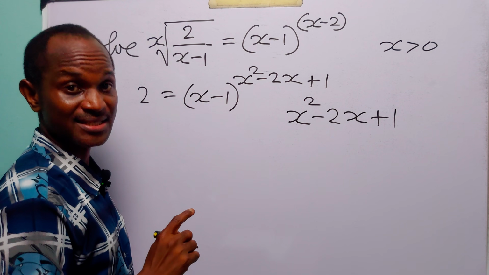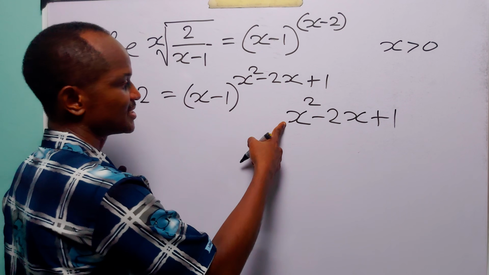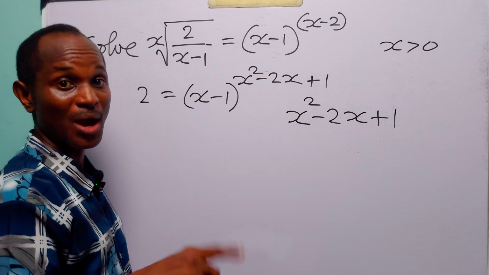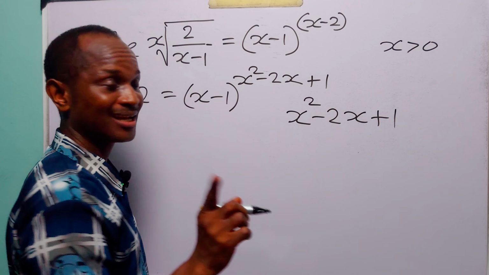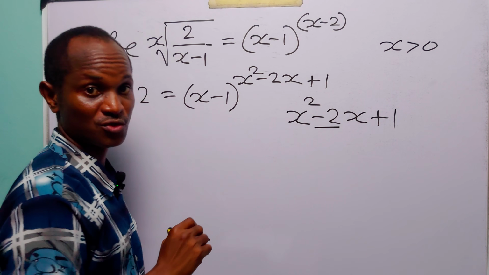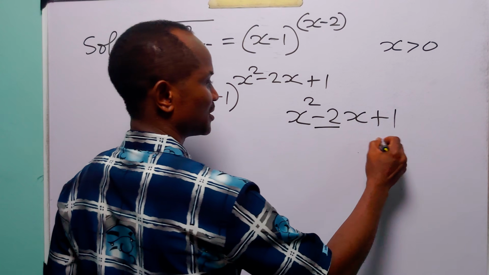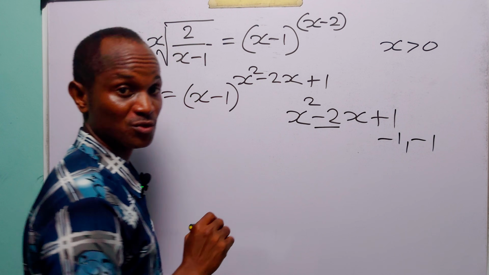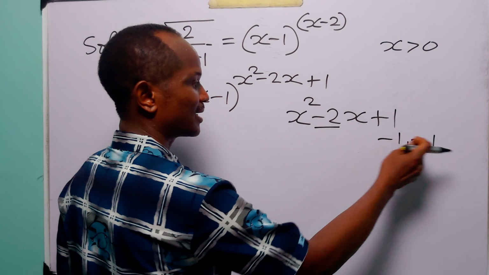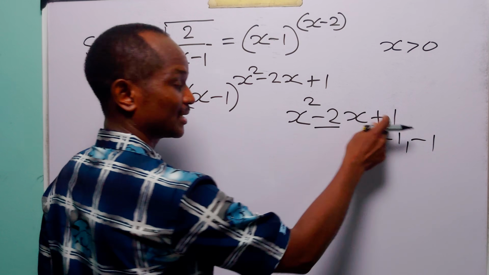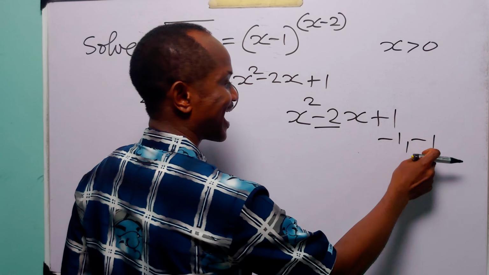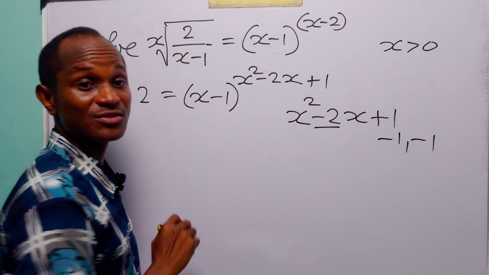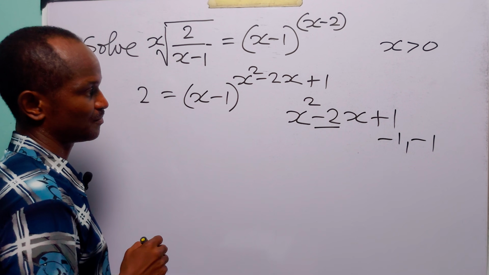We can factorize this quadratic expression. Since the coefficient of x squared is 1, all we need to do is to find the factors of 1 that add up to minus 2. And those are going to be minus 1 and minus 1. Because minus 1 multiplied by minus 1 is going to give us plus 1, while minus 1 added to minus 1 is going to give us minus 2.